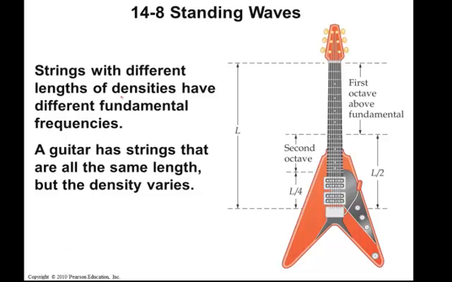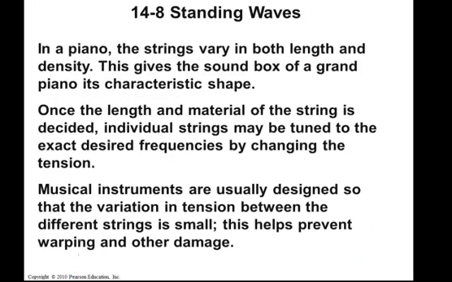If we have strings with different lengths and different densities, they're going to have different fundamental frequencies. And in a guitar, the strings are all the same length, but the density varies, meaning the thickness of it varies. Okay, in a piano, the strings vary both in length and in density, and this gives a large amount of frequencies possible.